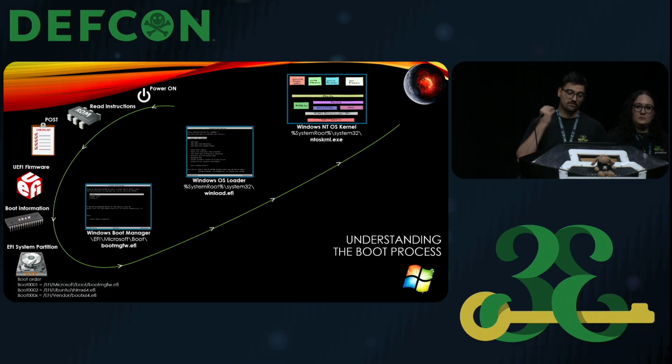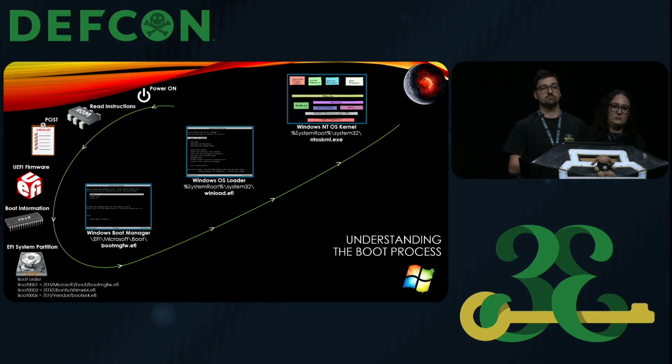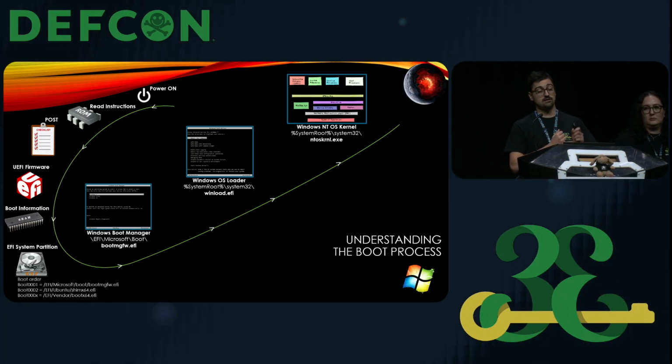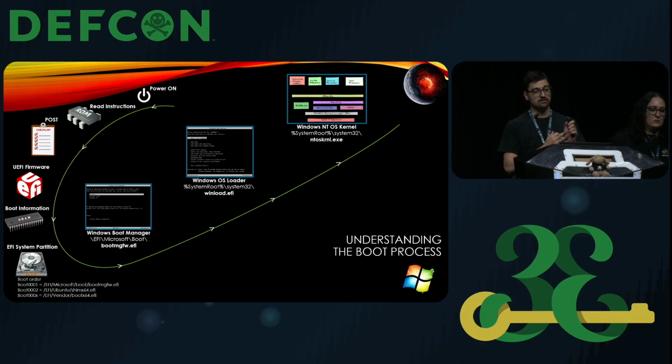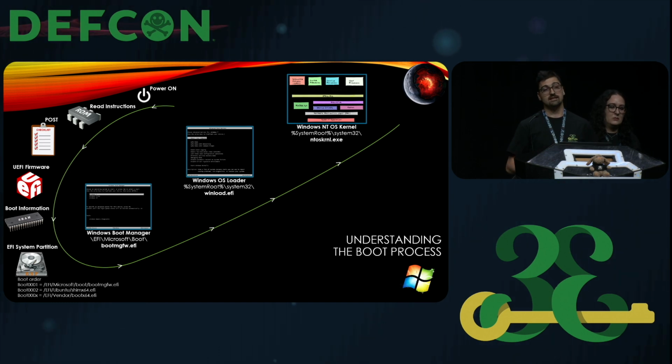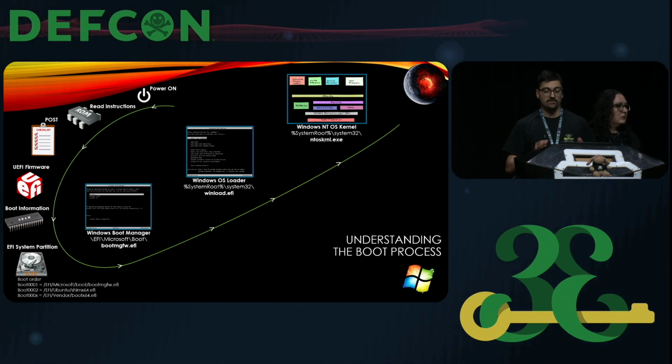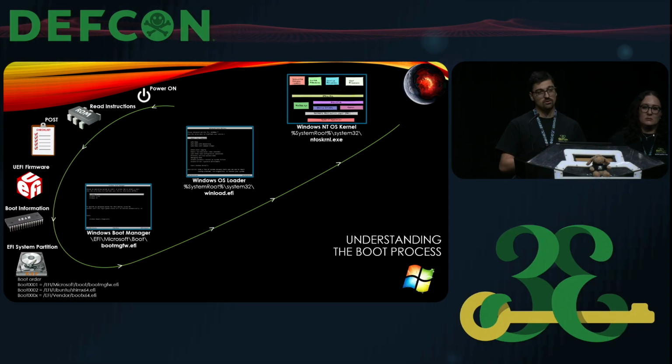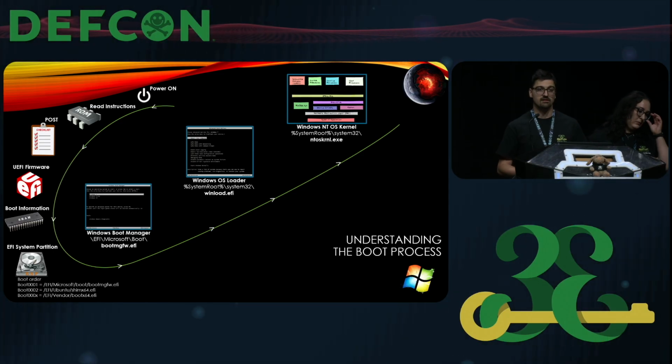So we have three key files involved in this process: the Windows Boot Manager, the Windows OS loader, and the Windows NT kernel. Three files you will want to load into your disassembler, reverse engineer to understand their inner workings, and figure out exactly which functions to hook and patch, just as we mentioned earlier, in order to take control of the process.